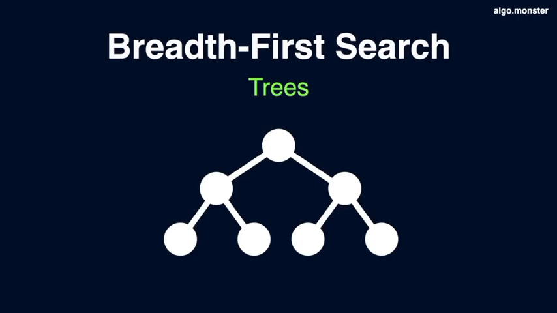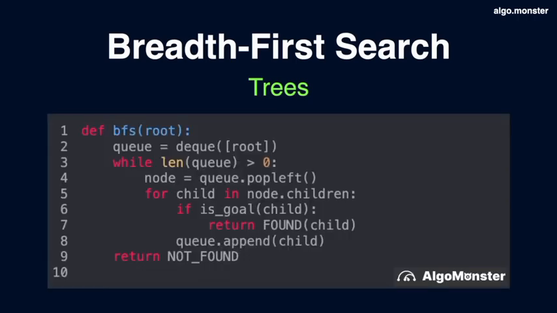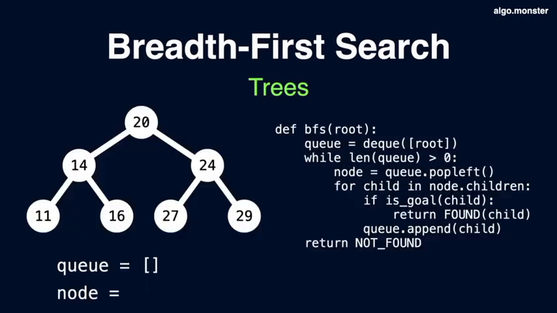Here's the exact template for running BFS on a tree. Let's break it down. We start with the root node and place it into a queue. While the queue isn't empty, we remove the first node, FIFO. We look at all of its children. If any child meets the goal, we return it. Otherwise, we add the children to the queue and keep going. The queue ensures that we always finish one level before moving to the next.